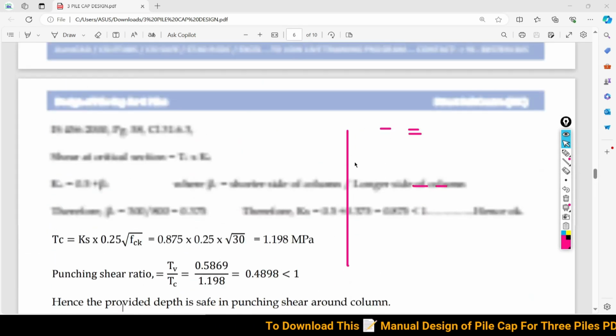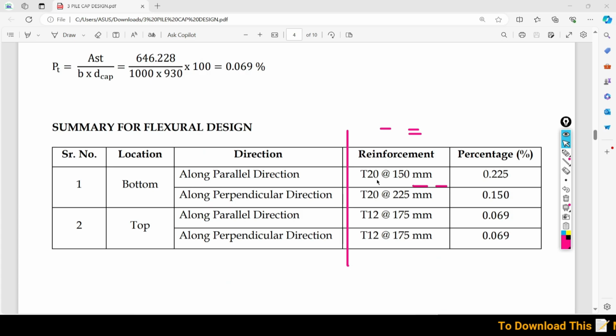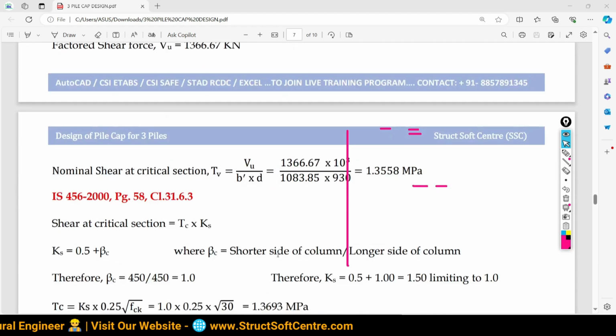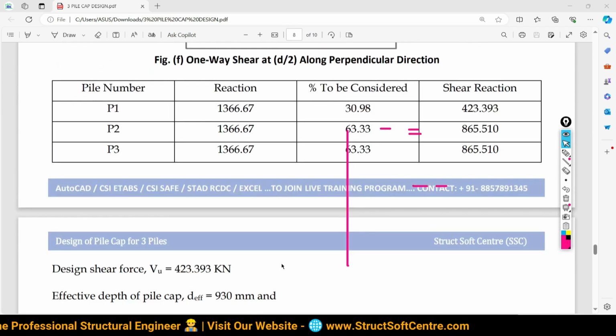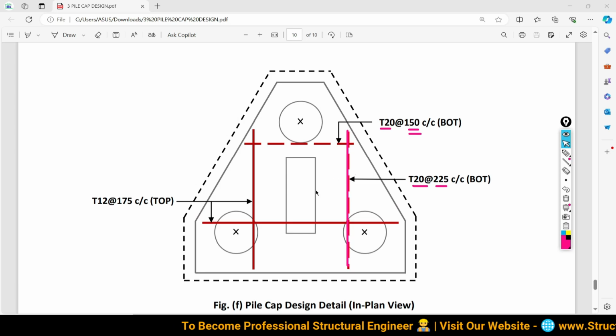So we have given these details here also in the tabulated form. So basically at the bottom along parallel 20 at 150 center to center, 20 at 225 perpendicular direction, top will be 12 at 175 center to center. So the same thing is actually represented in the layout also in plan details. Okay, so it is all actually present here.